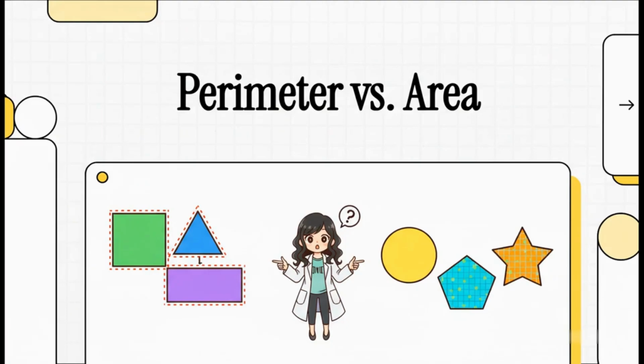Hey everyone, and welcome. Today, we're going to dive into two concepts that you probably use all the time, maybe without even thinking about it: perimeter and area. Now, they might sound kind of similar, but trust me, they answer completely different questions about the world around us.